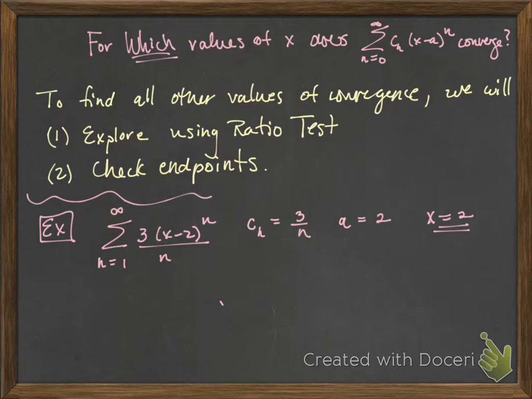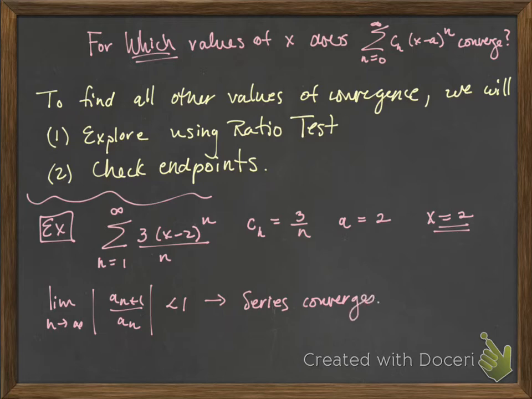All right, so now we're going to explore the ratio test. And remember what the ratio test said: if the limit as n goes to infinity of the absolute value of the (n plus 1)th term over the nth term is less than 1, then the series converges. So we are going to force our series to converge and solve for the x's that make that true. That's only going to tell us what happens when it's less than 1. So that's as far as the ratio test can get us.